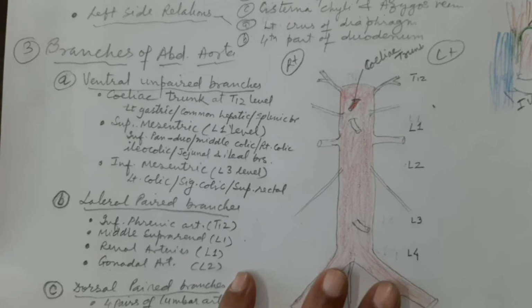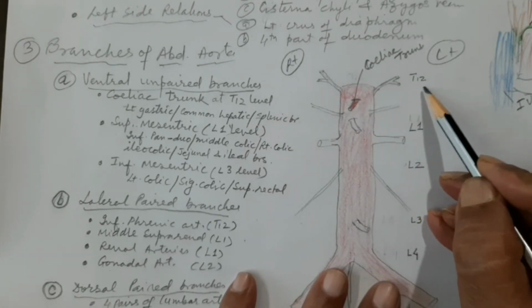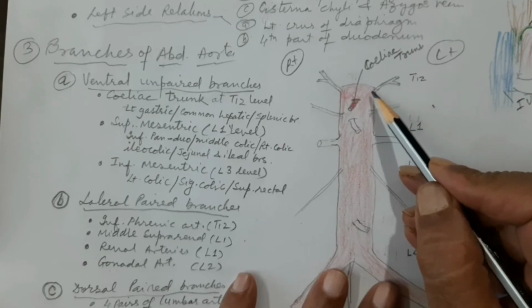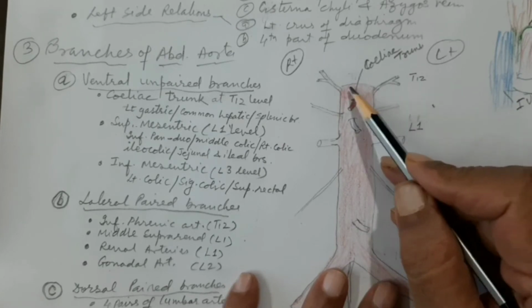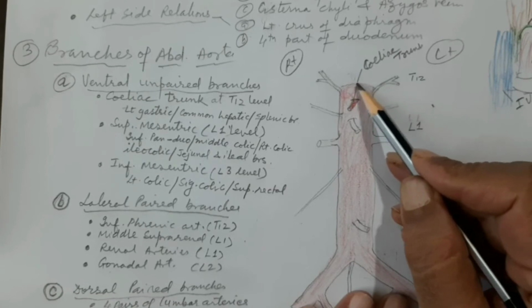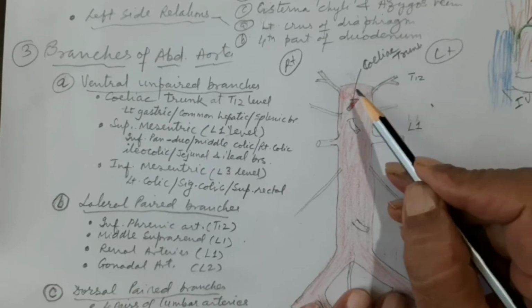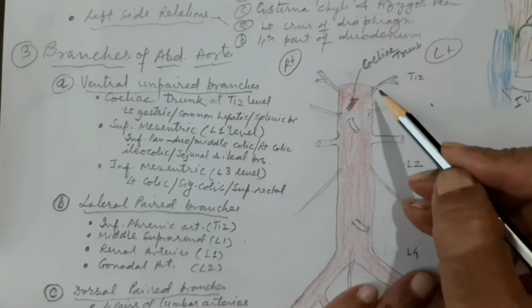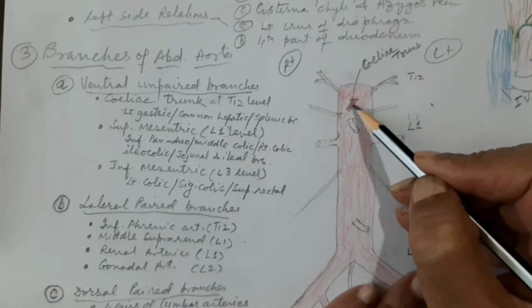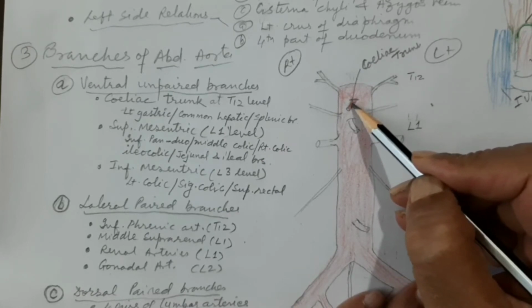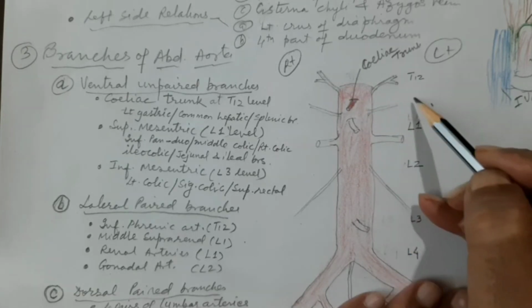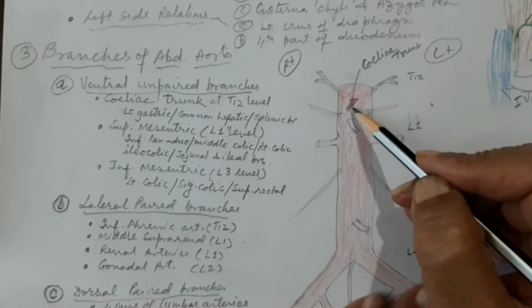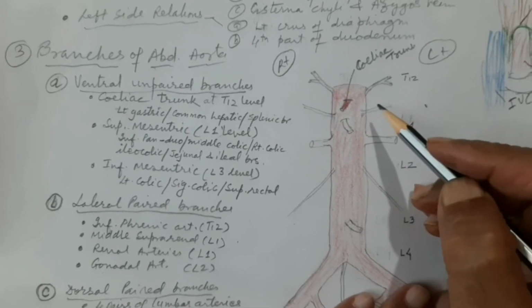This celiac trunk arises at the level of T12. As soon as it comes out from the median arcuate ligament, through the aortic opening of the diaphragm, it becomes the abdominal aorta. This is the first ventral branch given, the celiac trunk at the level of T12, which will divide into three branches: left gastric, common hepatic, and the splenic branch.